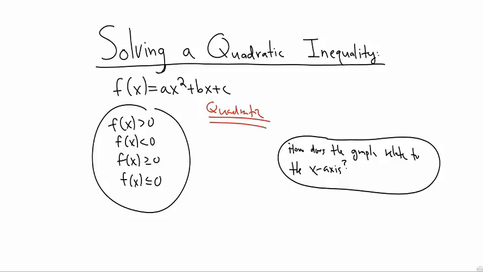Let's think about when it intersects the x-axis. Those points of intersection are the x-intercepts of f, and they correspond with the roots of the polynomial ax squared plus bx plus c, the real roots, the real numbers that make this polynomial equal to 0.